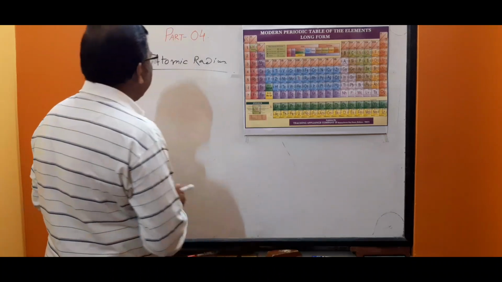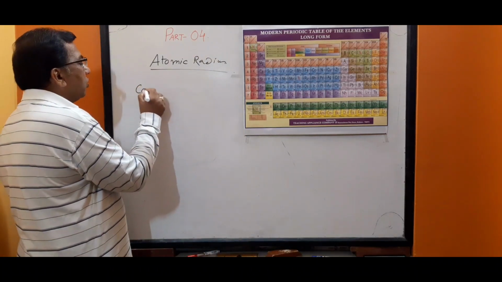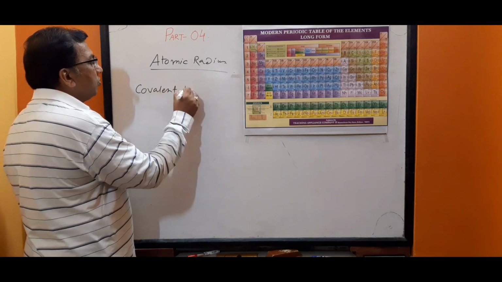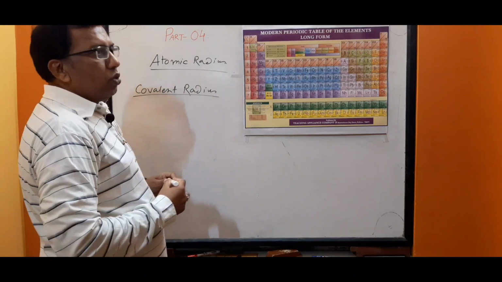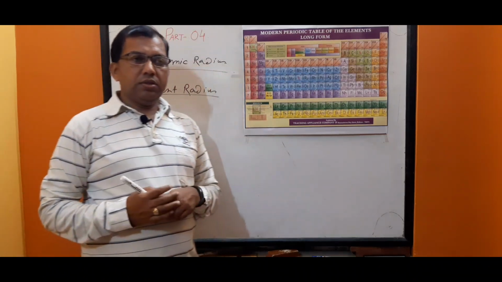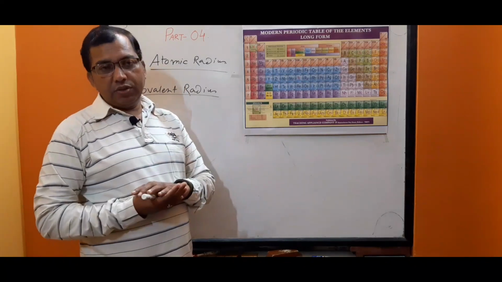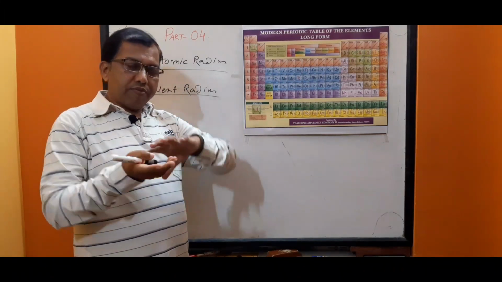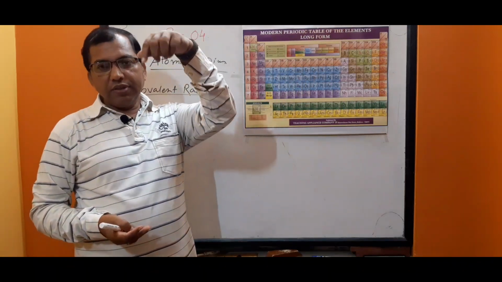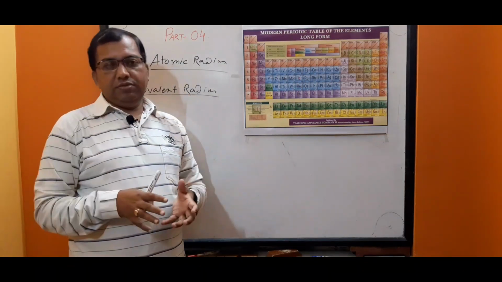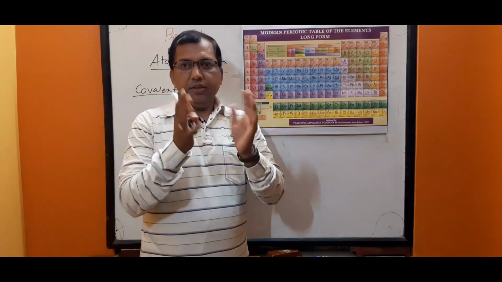See what the covalent radius is. What is the covalent radius? When two atoms, maybe of similar types or different types, of the same electronegativity or of different electronegativity, where one has high electronegativity and the other has low electronegativity, different types of bonding will appear. In that case you have to find out the radius, the covalent radius.